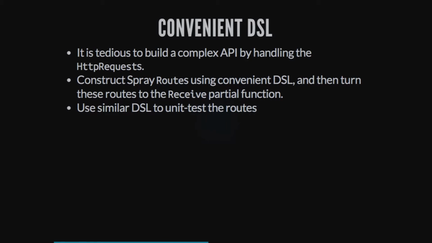You can construct the routes using the DSL, and then turn the route. This is the important stuff. You can turn the route into a correct implementation of the actor receive method. So all the work that we've done by handling the HTTP requests coming in and the HTTP connected, we could turn a route that we construct with a DSL into that very same receive implementation. And what's even better is we can have similar DSL to unit test our routes. So rather than construct using testkit, sending an HTTP request message, we can have a convenient DSL.